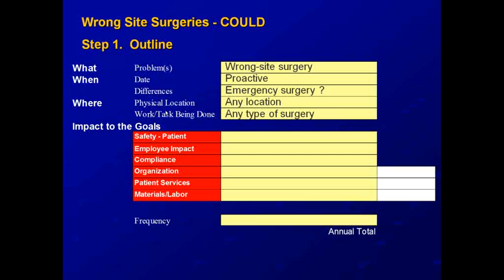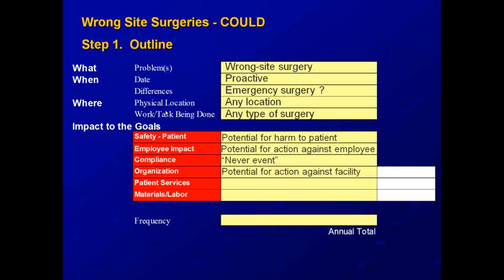The goals can be impacted because of the potential for harm to patient. That's an impact to the patient safety goal. There's the potential for action against the employee, which impacts the employees. Wrong site surgery is a never event, which is an impact to the compliance goal. There's the potential for action against the facility, which is an impact to the organization goal.